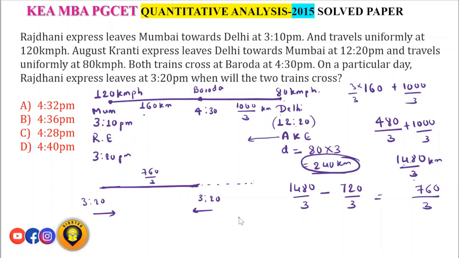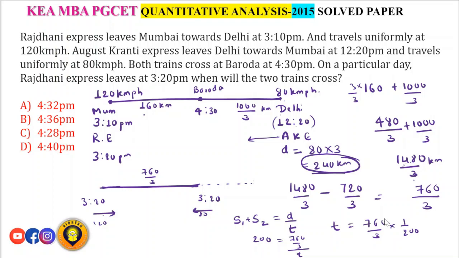So time taken is what? You know the relative speed concept: if they are moving in opposite directions, then speed will become s1 plus s2 equals distance upon time. Now what is the speed? 120 and 80. 120 plus 80 is 200 km per hour, correct? Distance is already given, 760 upon 3 divided by t. Therefore time taken will be 760 by 3 into 1 by 200.